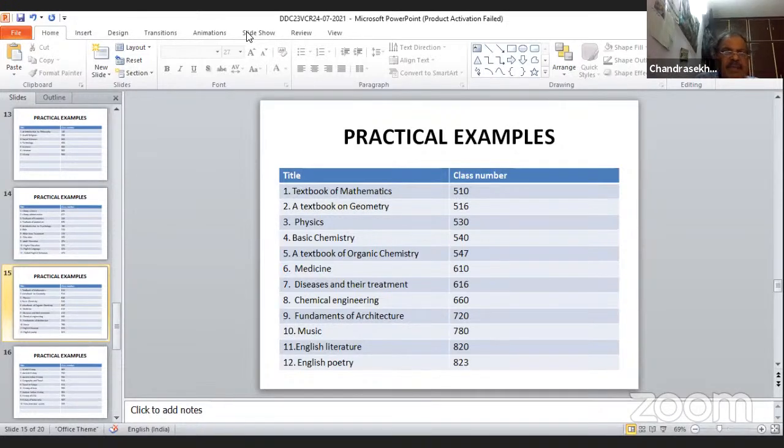Okay. Then medicine. Medicine is 600 applied sciences or technology. Applied sciences lo 610 medicine. 620 engineering, 630 agriculture, 640, 650, 660, ala divisions unnayi meeku.